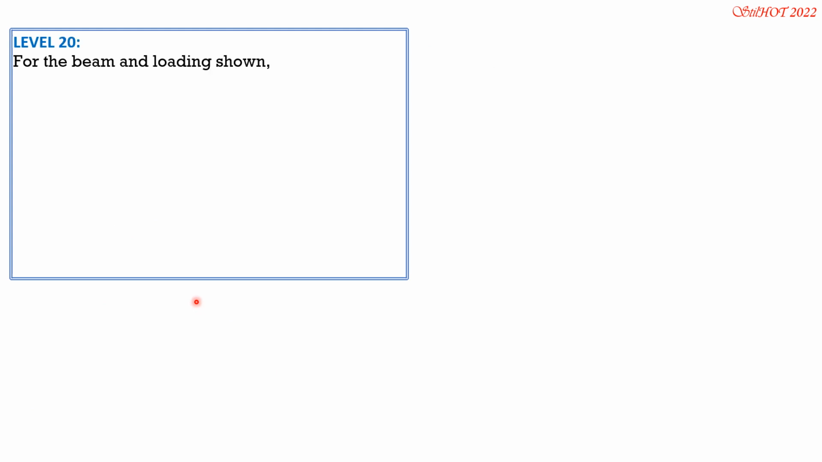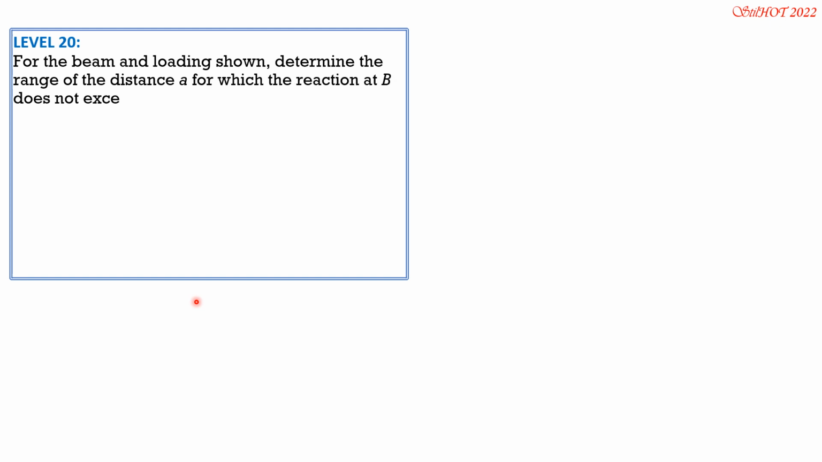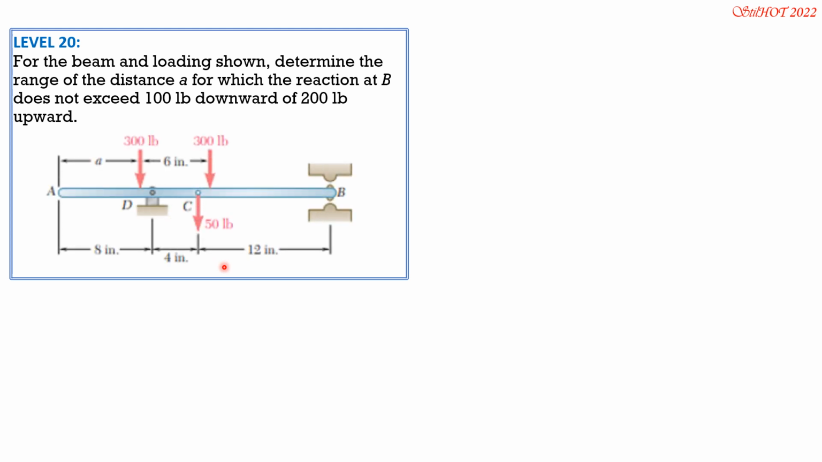For the beam and loading shown, determine the range of the distance A for which the reaction at B does not exceed 100 pounds downward or 200 pounds upward. So take note of the condition. The reaction at B should not exceed 100 pounds downward or 200 pounds upward. So let's put the restrictions for the reactions. These are the restrictions. Then analyze which one will activate for minimum A and for maximum A, because we are asked for the range of the distance A.